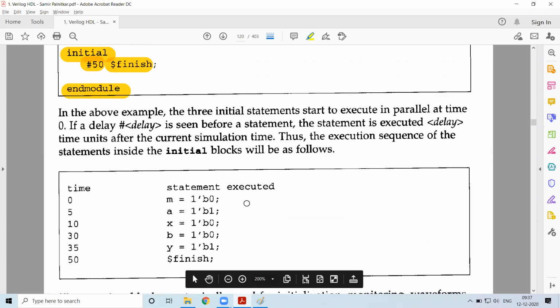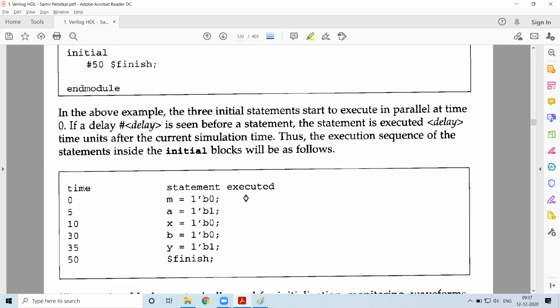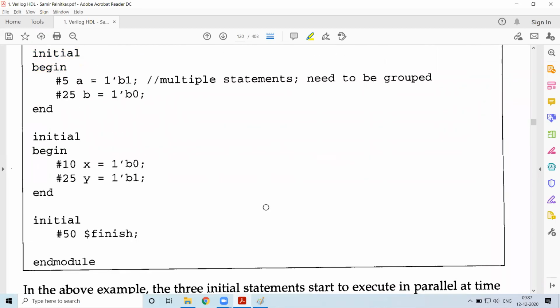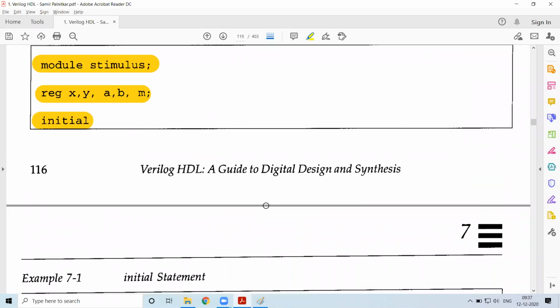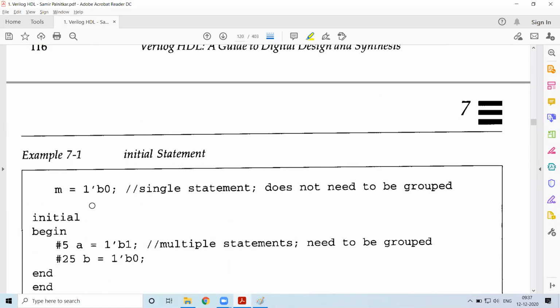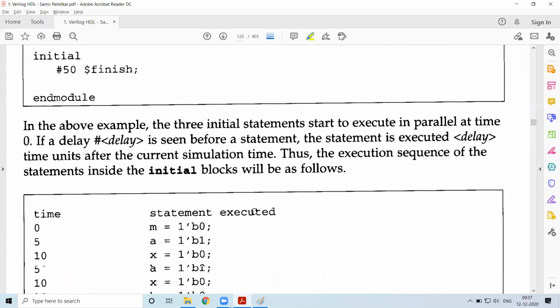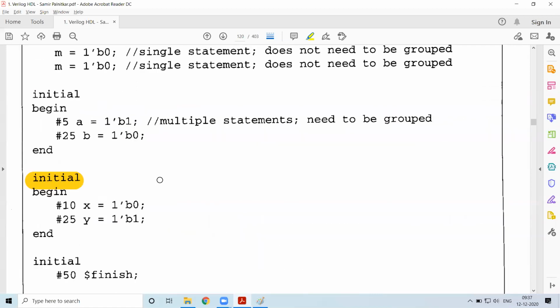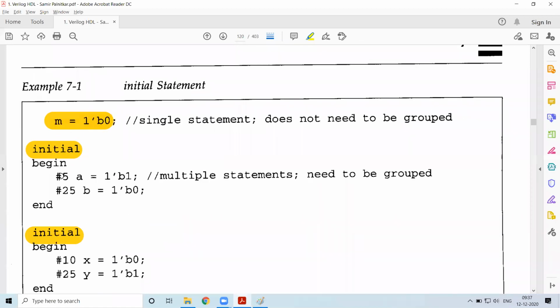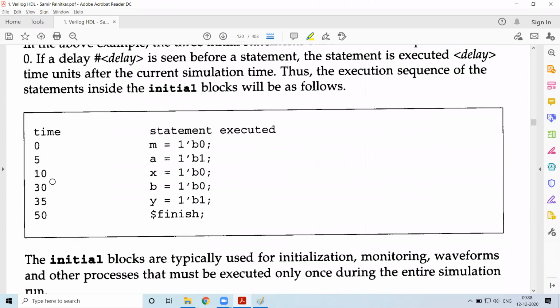Here, if I look at the execution time, you can see how it starts off with the execution. Since all are concurrent, all the initial blocks start at time unit t equal to 0. All start at the same time. In the first one, there is no hash delay specified. So when this starts at time t equal to 0, m gets assigned the value of 0. That is, this statement gets executed.